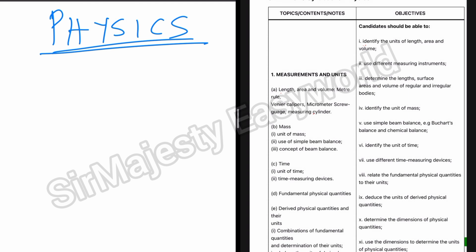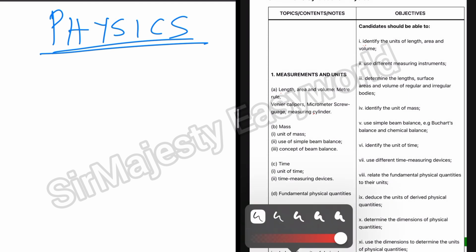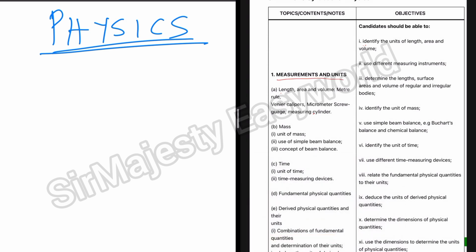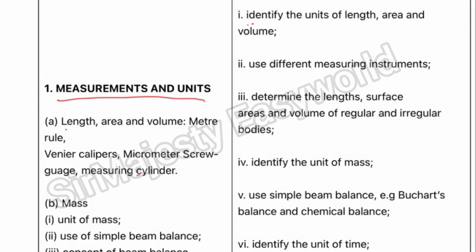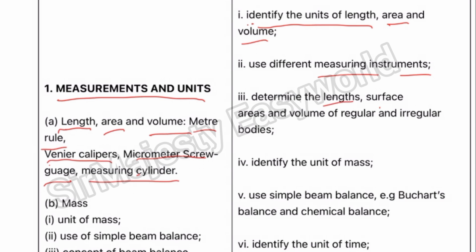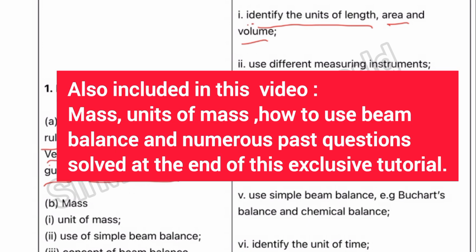Now, we're dealing with the JAMB scheme, and as you can see on the right of the screen, on this section, you can see the JAMB scheme. The first thing there we have are measurements and units. Under here, we'll learn about length, area, and volume. Here we learned how to use the meter rule to take a reading, vernier calipers, micrometer screw gauge, and measuring cylinder, how we use them. We're able to identify the units of length, area, and volume. We also learn how to use different measuring instruments, determine the length, surface areas, and volume of irregular bodies. That's for the first section.